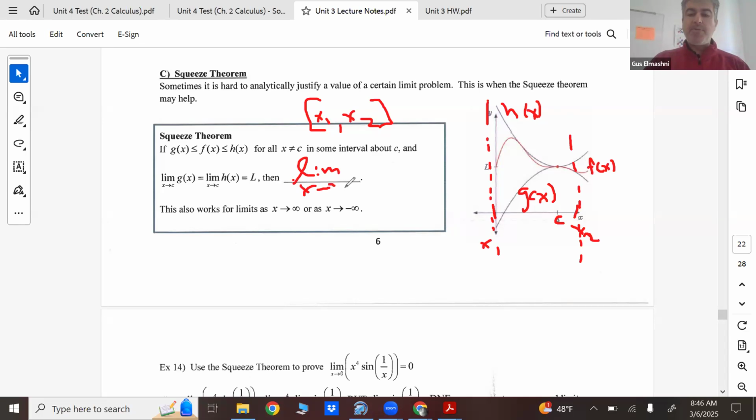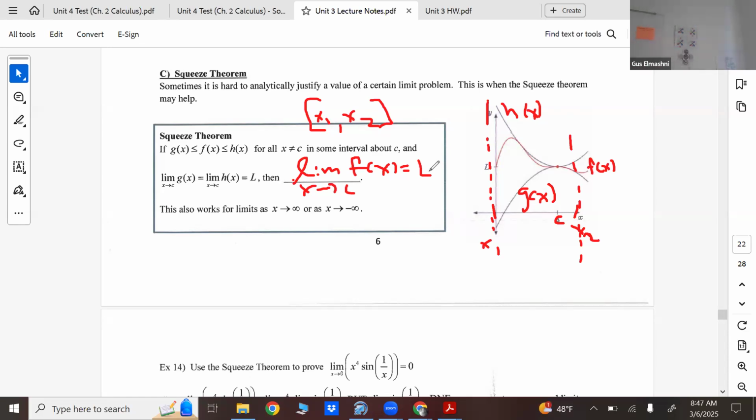Correct. Then the limit of x approaches c of f of x is also L. It still seems like an abstract idea. Once I show you a concrete example like number 14, you'll see why this makes sense, why we need to have this. This can be true if you're trying to evaluate limits as x approaches positive infinity, you need to use this theorem. And I think we'll have an example of that on the next page.